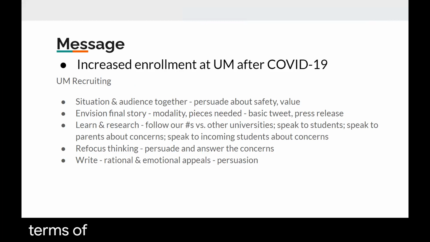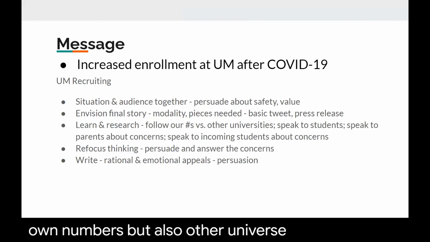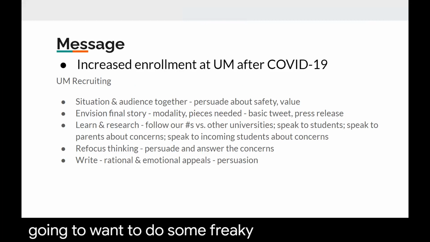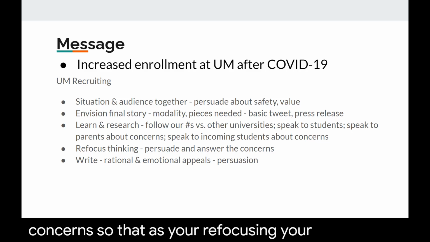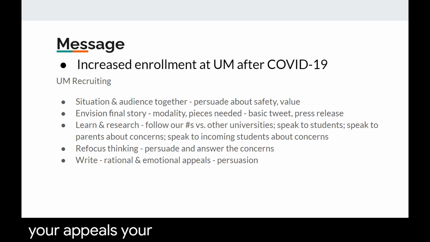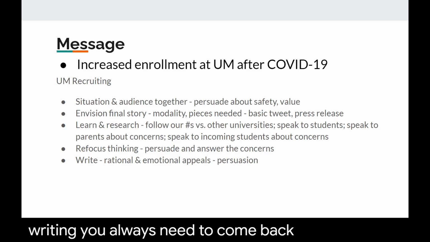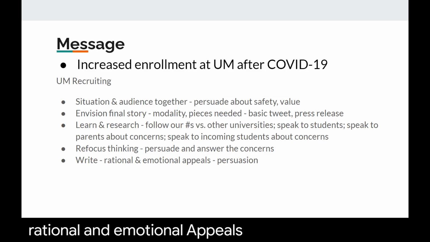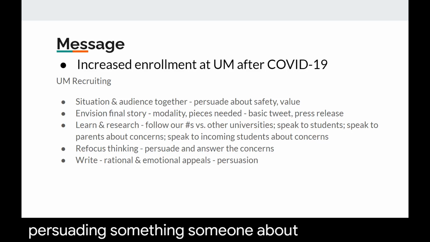In terms of research, you not only need to follow your own numbers, but also other universities, and you're going to want to do some pre-campaign research, speaking to your students, speaking to parents, and speaking to incoming students about their concerns, so that as you're refocusing your thinking and your appeals, you're answering the concerns that people are telling you within your research. As you're writing, you always need to come back to these rational and emotional appeals. You have to think, am I persuading someone about what we're talking about?